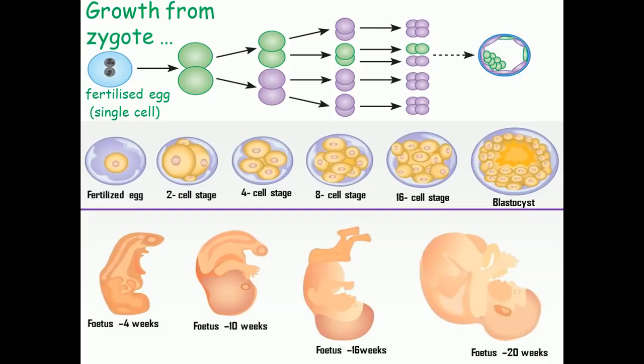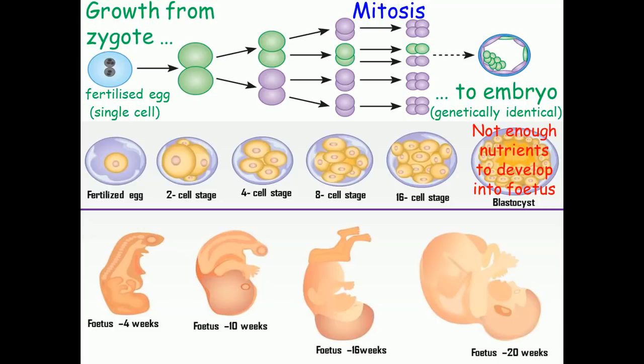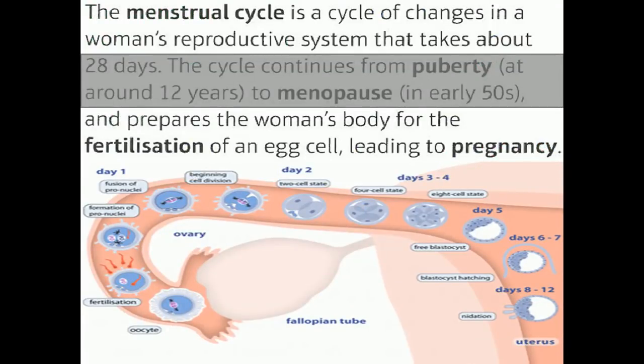And when the egg has been fertilized, it turns into a zygote, and then that zygote, through cell division or mitosis, changes into an embryo. However, eventually it runs out of nutrients to develop into a fetus, so it has to get its nutrients from somewhere else. So this is where the changes in the female's reproductive system occur, so that nutrients are available for an embryo. And you can see here the embryo implanting itself on the lining of the uterus, and that is where nutrients are supplied for the embryo to grow into the fetus.